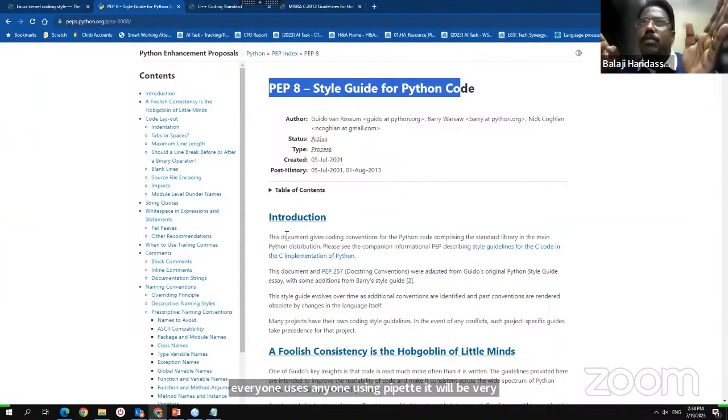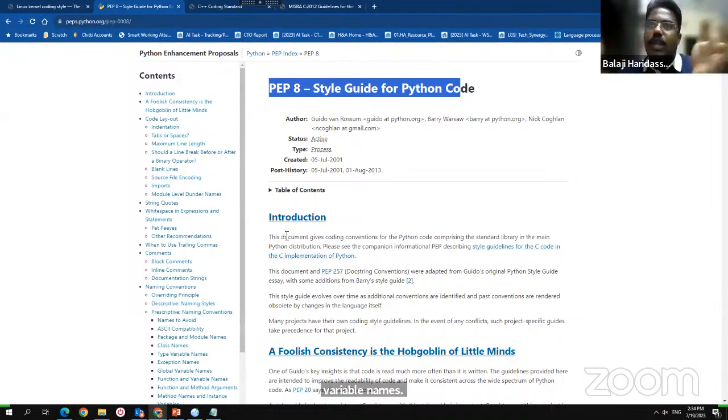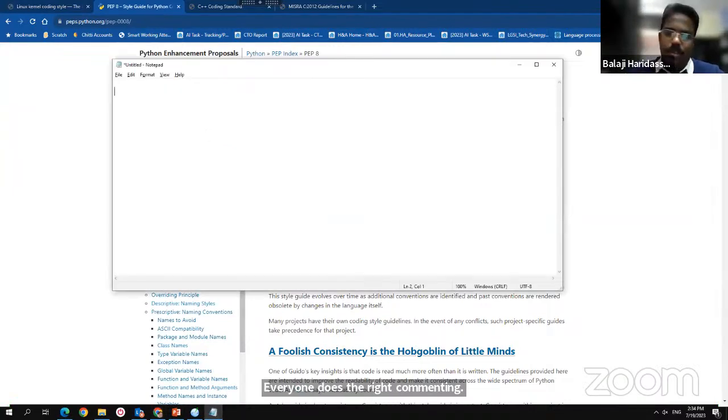Everyone uses similar types of variable names. Everyone uses the right function syntax. Everyone gives the right spacings. Everyone does the right commenting. Okay. Is only commenting an issue? Can someone tell me what you feel about this statement?